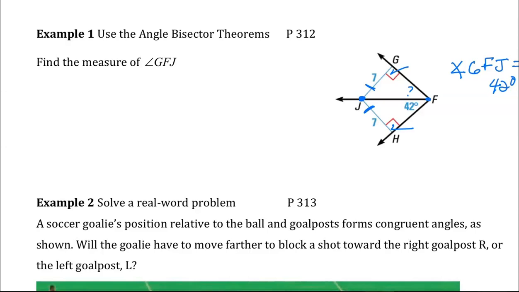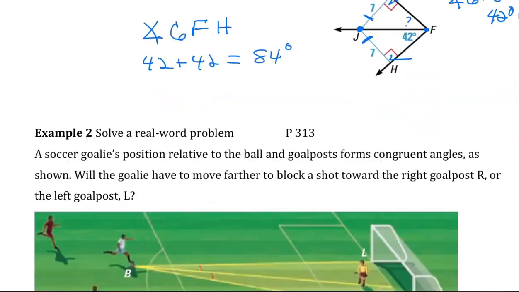Now remember, they could have asked you, what's angle GFH? That will be 42 plus 42, and that will be 84 degrees. So be careful to focus on what they're asking you.